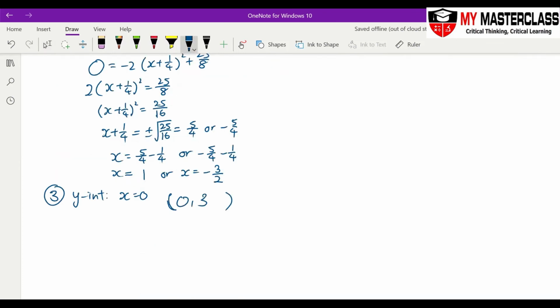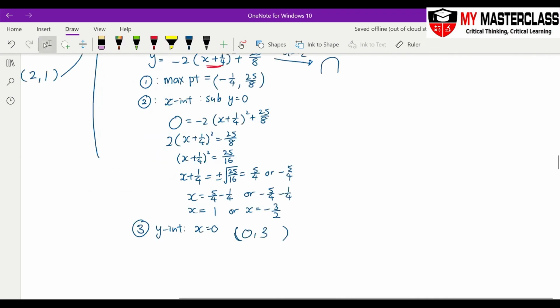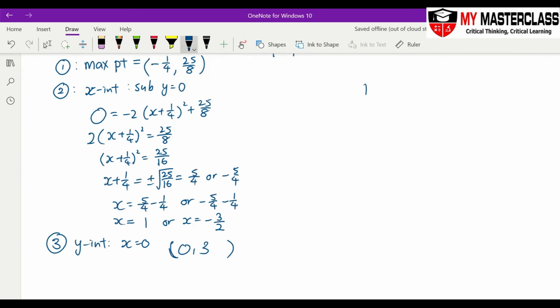Always, before you sketch, you must have these three things: maximum point, x-intercept, y-intercept. Now draw an axis for me. Okay. The roots must be labelled: -3/2 and 1. And you must know that your maximum point is roughly at -1/4, so it's roughly around here. This is where your maximum point is.